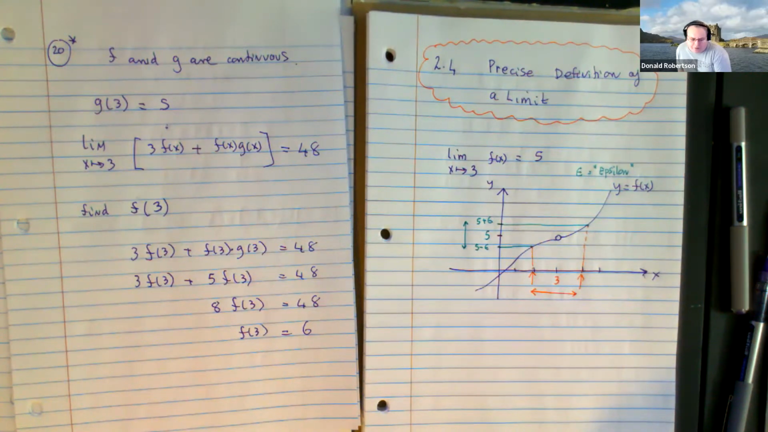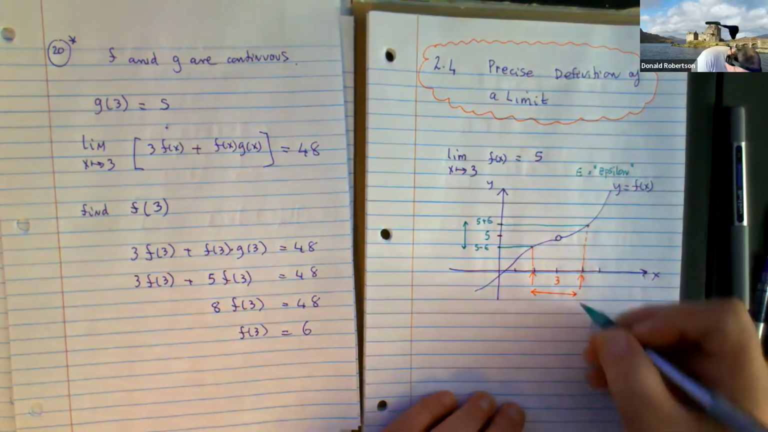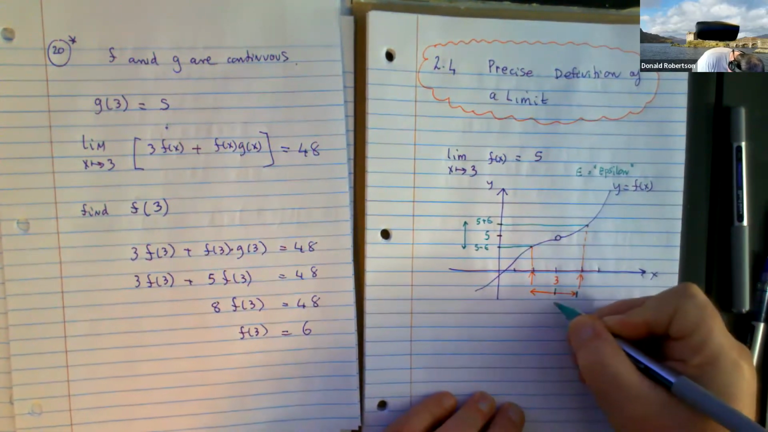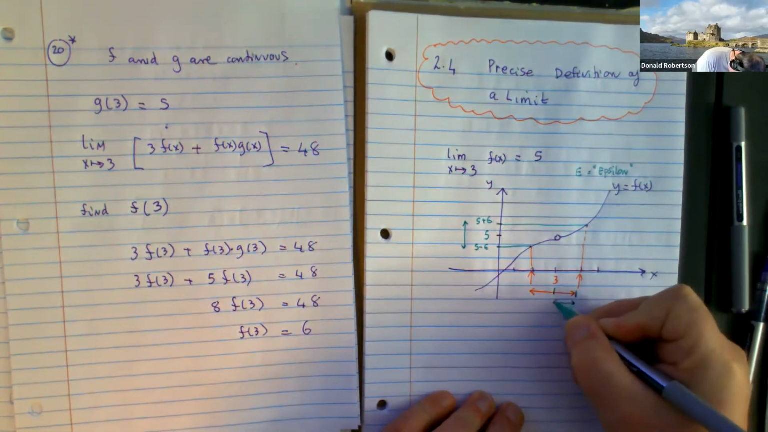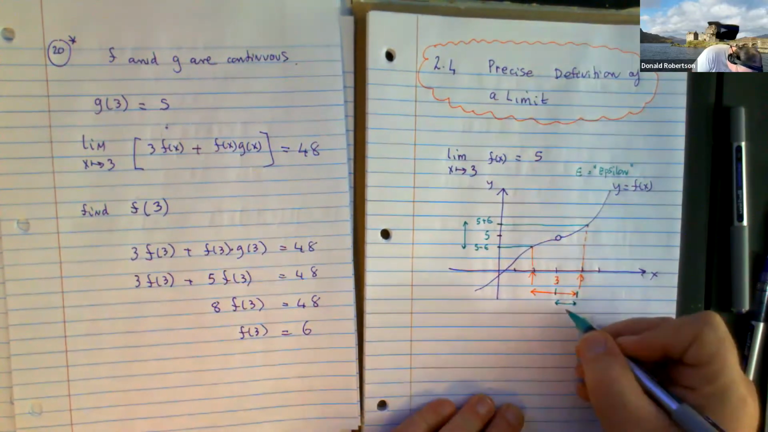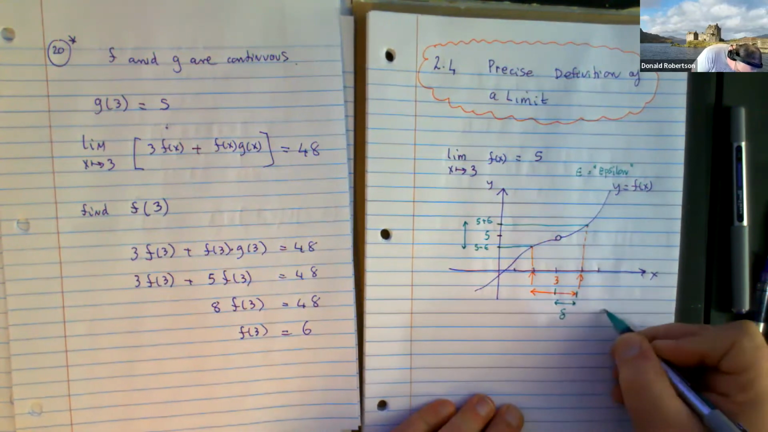The precise definition of a limit is pretty much useless for practical purposes, which is why we don't spend a lot of time on it. It's also extremely messy, for want of a better word. Now, in the questions that we're going to be doing, we're going to be finding the distance from 3 to the outside. And that fella is going to be called delta.